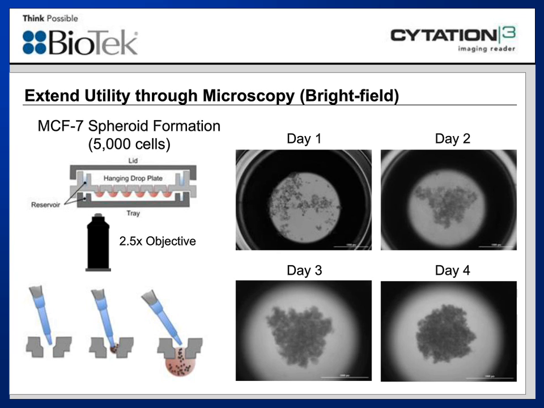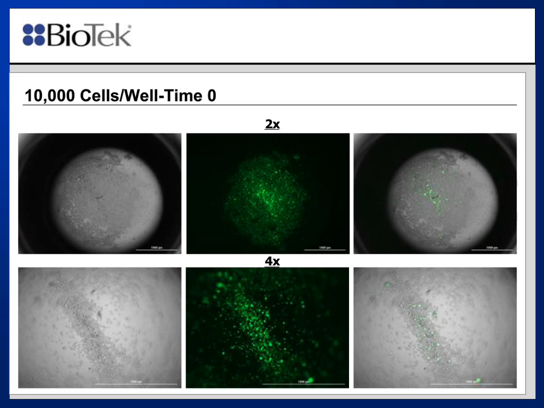And the following examples that I'll show are images obtained while tracking spheroid formation using the hanging drop method when seeded at different cell densities and time points. In the first slide, we have 10,000 cells per well, and this is time 0. Again, these are GFP expressing cells.